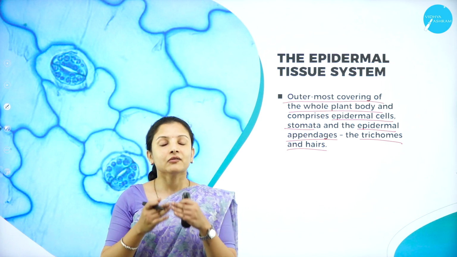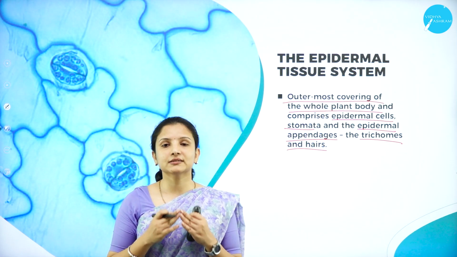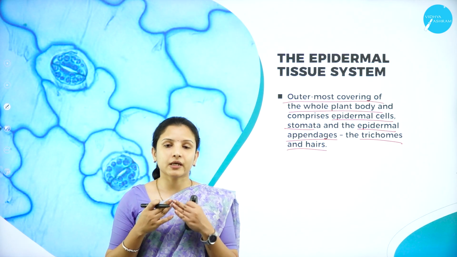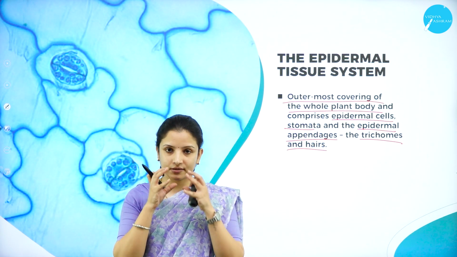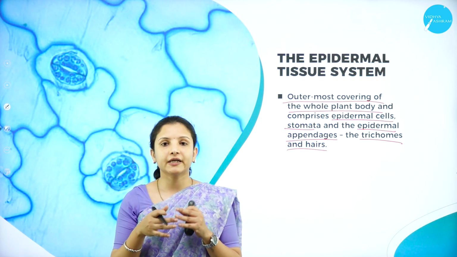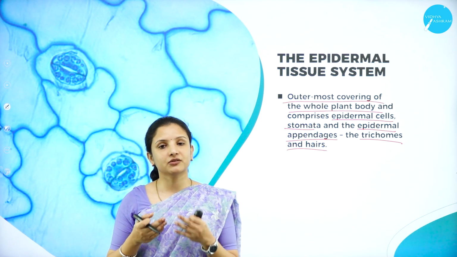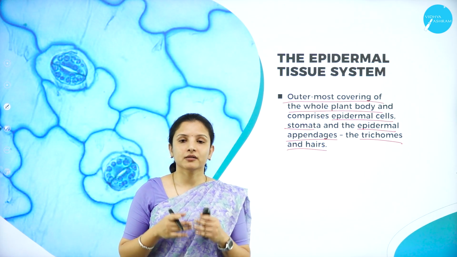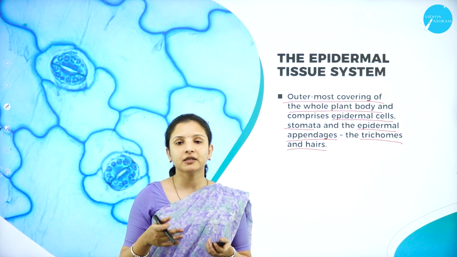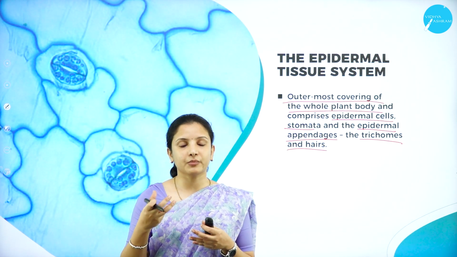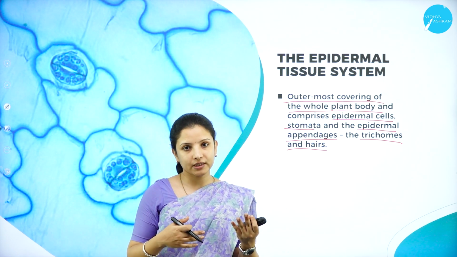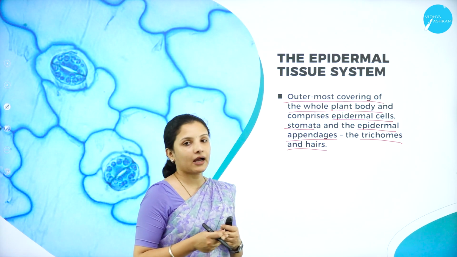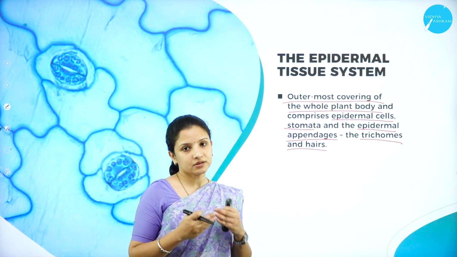What it means is, the entire plant body is covered by the epidermal tissue. In the root, the epidermal tissues have some cells which get modified into appendages called the root hair. In the case of the leaf and the stem, they are the trichomes. And along with the epidermal cells, they also have the stomata.